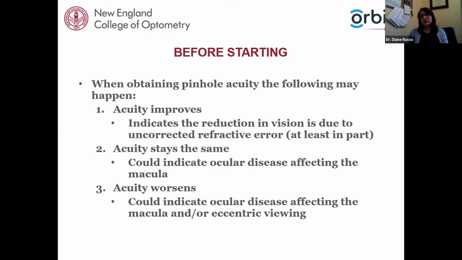The second thing that could happen is the acuity could stay the same. So assuming that the patient is able to do the procedure, it could be that there is an ocular disease, probably more specifically something going on in the macula, that is stopping the acuity from improving. And then the third thing that could happen is that the acuity could actually worsen. And so this could indicate that there is an ocular disease in the macula, or that the patient is eccentrically viewing. So they're not using the center of their macula, the fovea. And in this case, the pinhole acuity is not going to be very helpful for you.